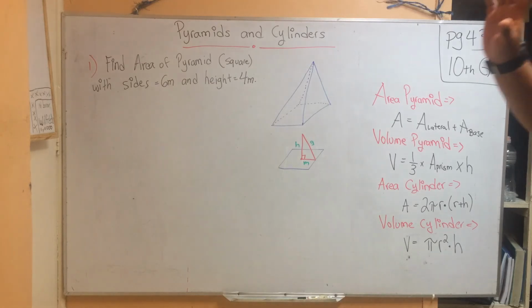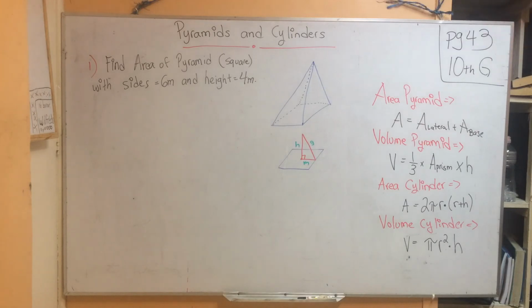Right now we're going to work on pyramid area and volume. We're going to work on cylinders next. Then we're going to do another lesson for spheres and a fourth lesson for cones. Now, all of these topics can be found in your books on page 43.